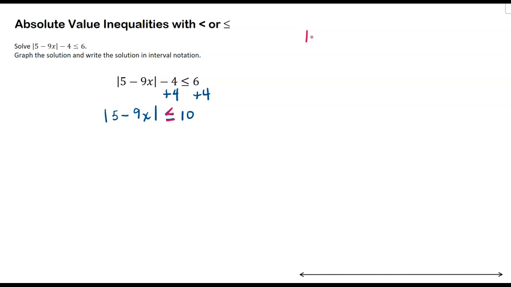And remember, when we have the absolute value of some expression less than or equal to some number, then we're going to set this up as an interval. We'll have the opposite of a, less than or equal to u without the absolute value, less than or equal to a. So it stays together in a double inequality. So let's go back to our inequality and we'll set it up just like that. So we'll have negative 10 less than or equal to 5 minus 9x less than or equal to 10.